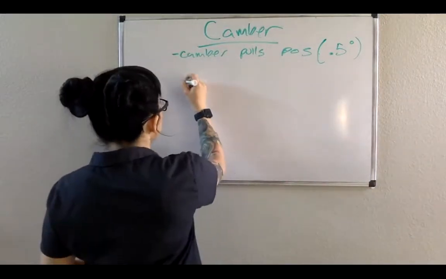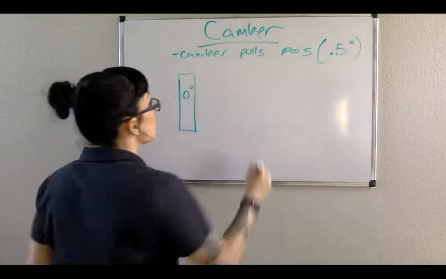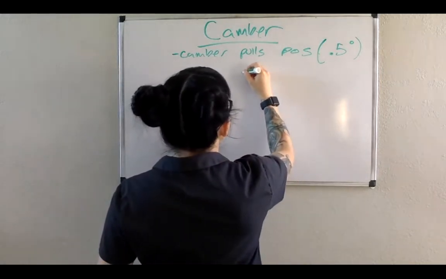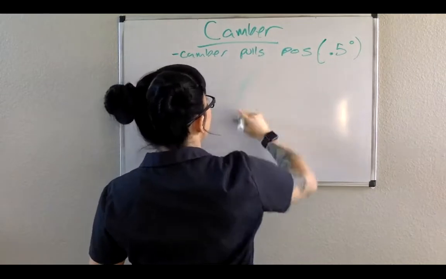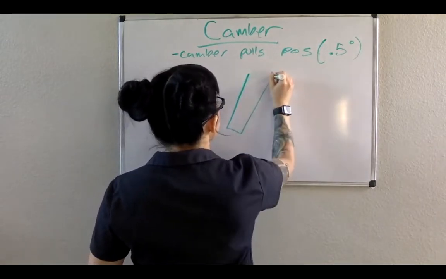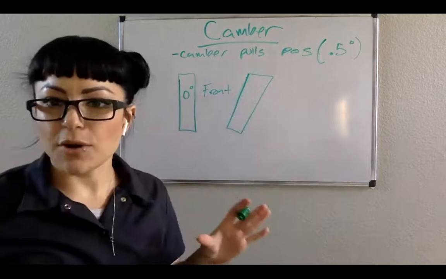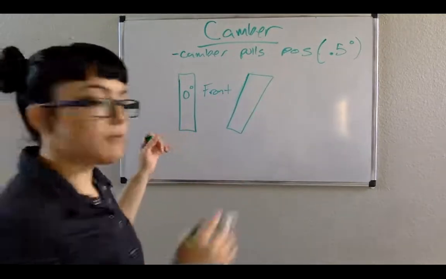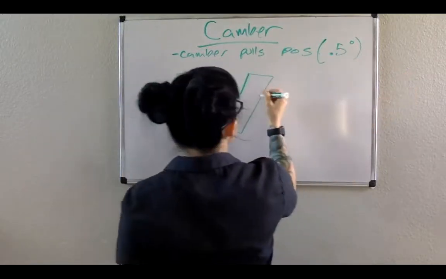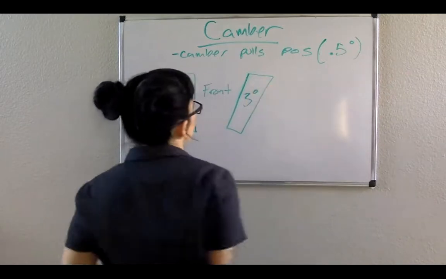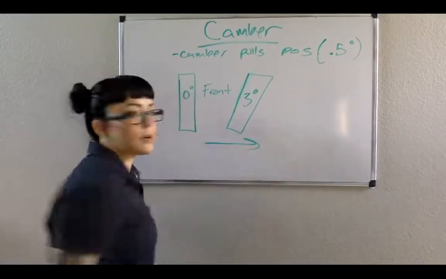So if we're looking at one tire, we'll say it has 0 degrees of camber, while the other tire has, let's say, 3 degrees. And this is looking at it from the front view, because I know I already drew a picture of toe. That was a top view. This is a front view. So I've got one tire that's straight up and down and one that's tilted outward. Let's say we've got 3 degrees of camber on that one. That's positive. Since this one is more positive, the vehicle is going to want to pull to the right.